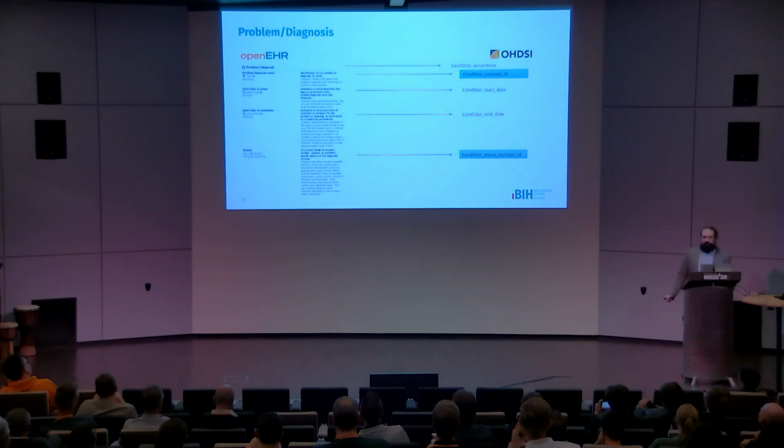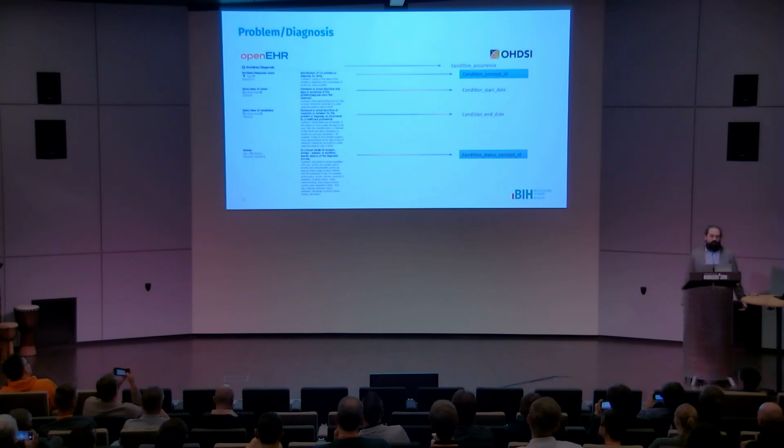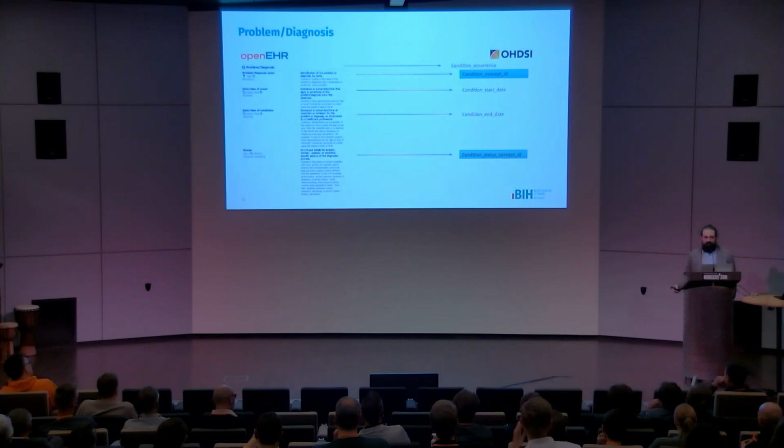Okay, let's get our hand dirty. On the left side, you see the problem diagnosis archetype. I think most of us who know openEHR have seen that. And on the right side, you see the CDM table condition occurrence. So what would you do when you do mapping? You take a look at the openEHR types, and then you check, okay, what is the correlating part in the CDM? Okay, what does semantically fit that? In this case, obviously, problem diagnosis is not a measurement or so on. It's a condition occurrence, okay?